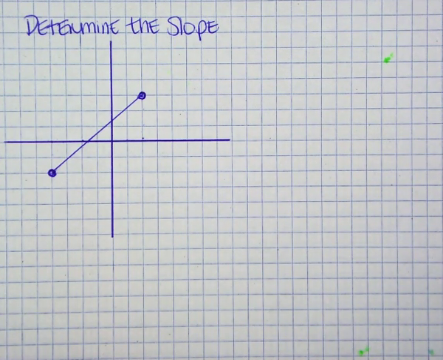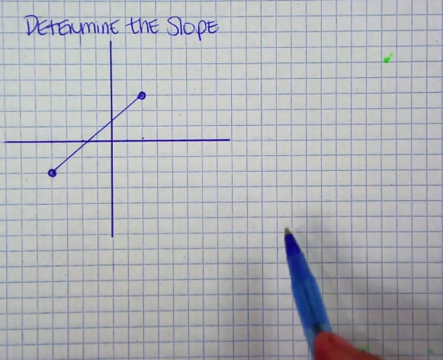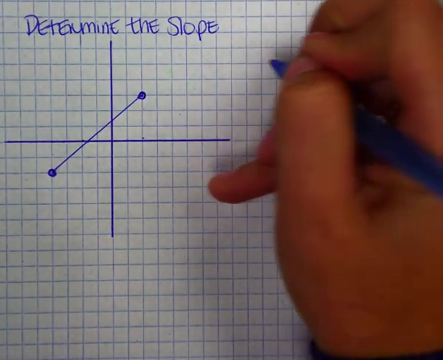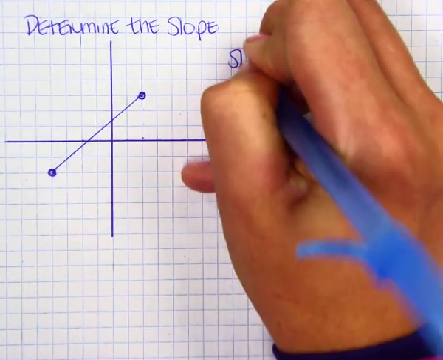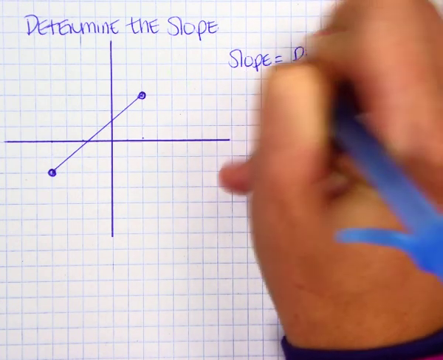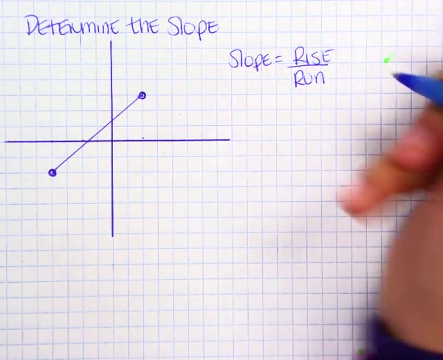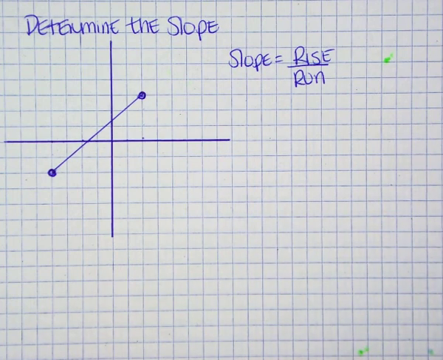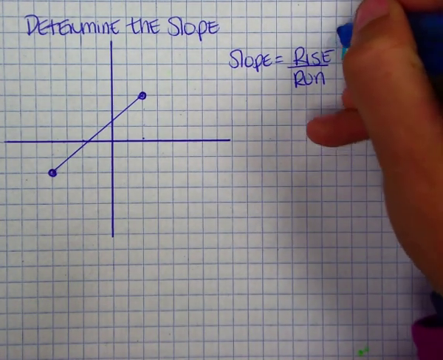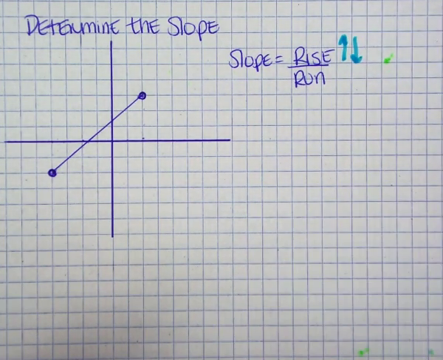Okay, so quickly what we're going to do is review how to do slope. Slope is rise divided by run. That's what we know it as, rise over run. However, rise is a vertical movement, right? Rise is how far we are going up and how far we are going down.